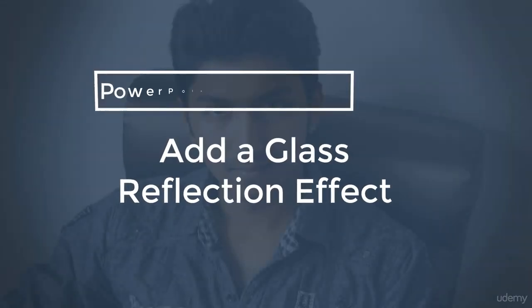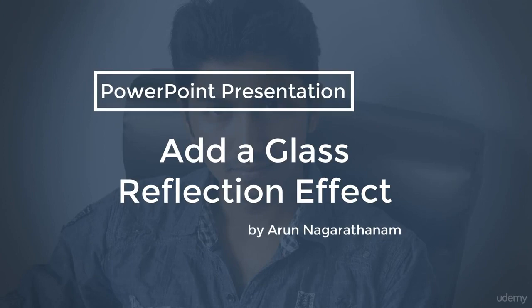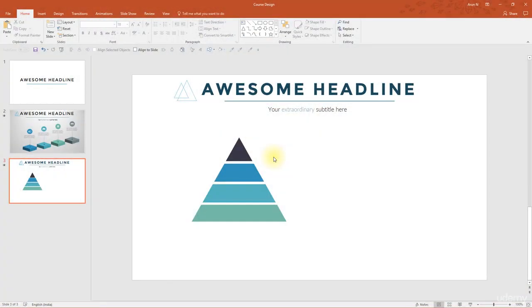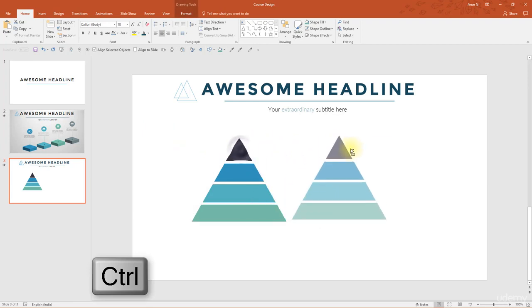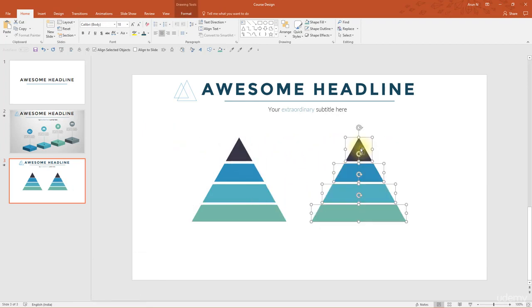In this lecture, we are going to add a glass reflection effect to the fragmented triangle that we have designed in the previous lecture. The concept of adding a glass reflection effect is by adding a white transparent layer to half of the shape. For that, let's make a copy of this fragmented triangle.